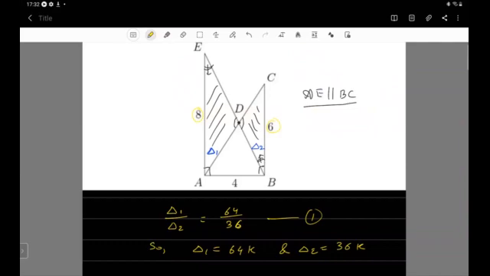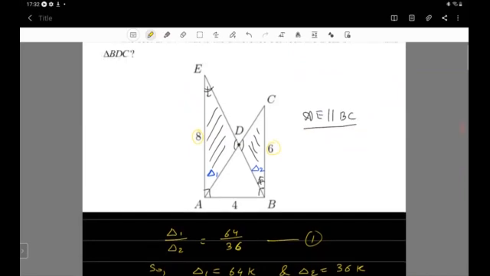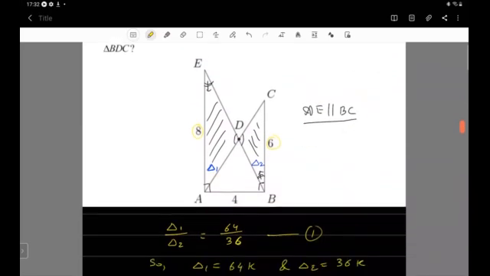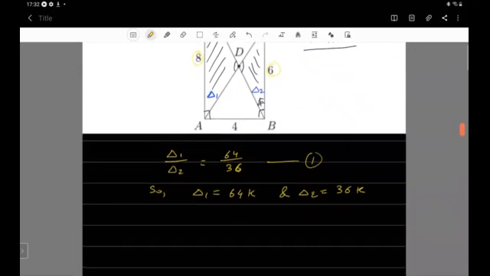If we could get the value of this K from somewhere, I would have been happier, right? Because then what do I want to find? I want to find the difference of the areas. I want to find delta 1 minus delta 2. Obviously, delta 1 minus delta 2 is going to be 64K minus 36K, which is 28K. So all I need to know is about this K. How to find the value of K?